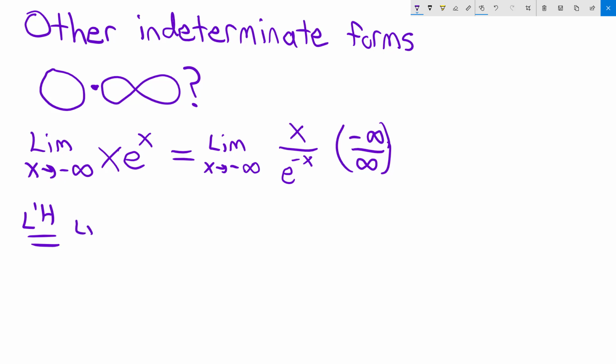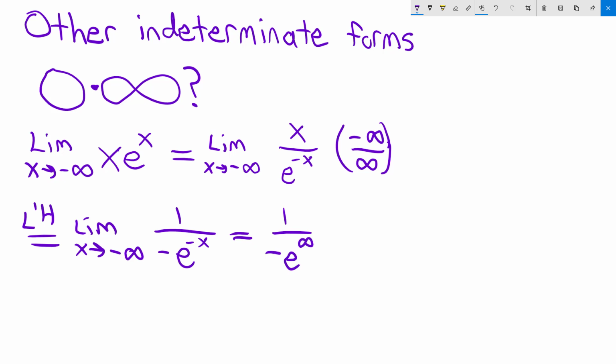Okay, so we take our derivative of the top and the bottom. Derivative of x is just 1. Derivative of e to the negative x. Chain rule says a negative will show up in front. But now we've just got 1 divided by a very large number. Because if we take negative e to a negative infinity, so again that's a very large number going on there. This is 1 over large, giving us overall 0. And there's our answer.